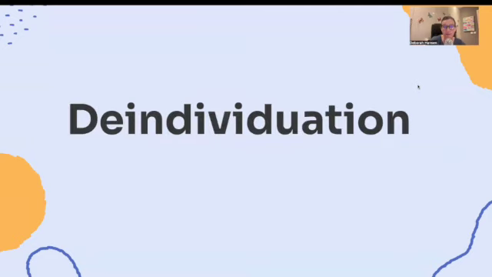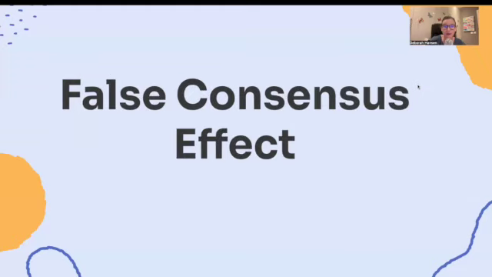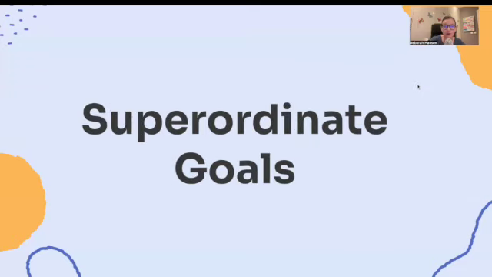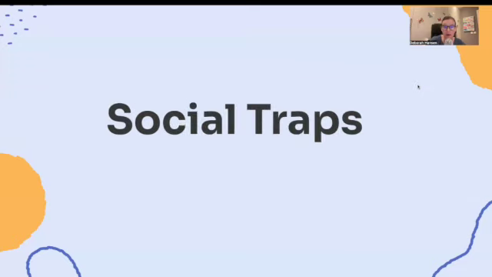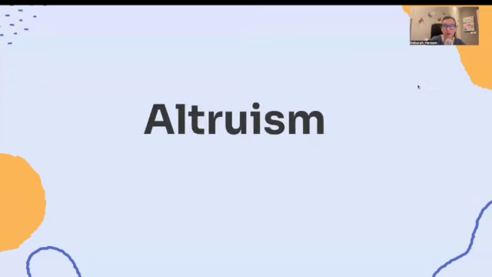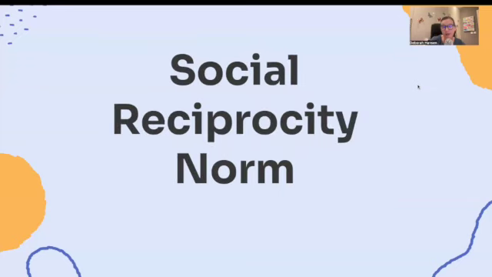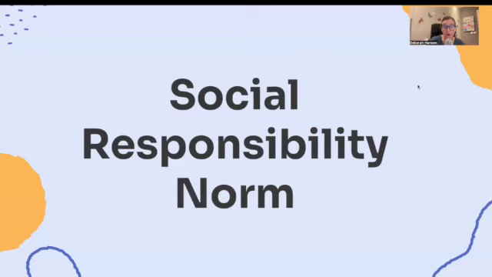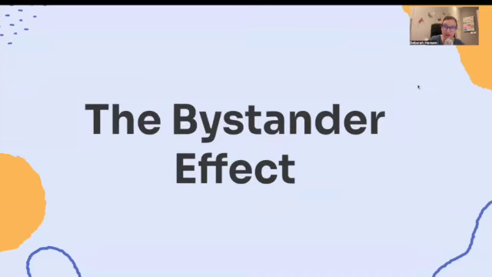deindividuation, social facilitation, false consensus effect, superordinate goals, social traps, industrial organizational psychology, altruism, social reciprocity norm, social responsibility norm, the bystander effect.